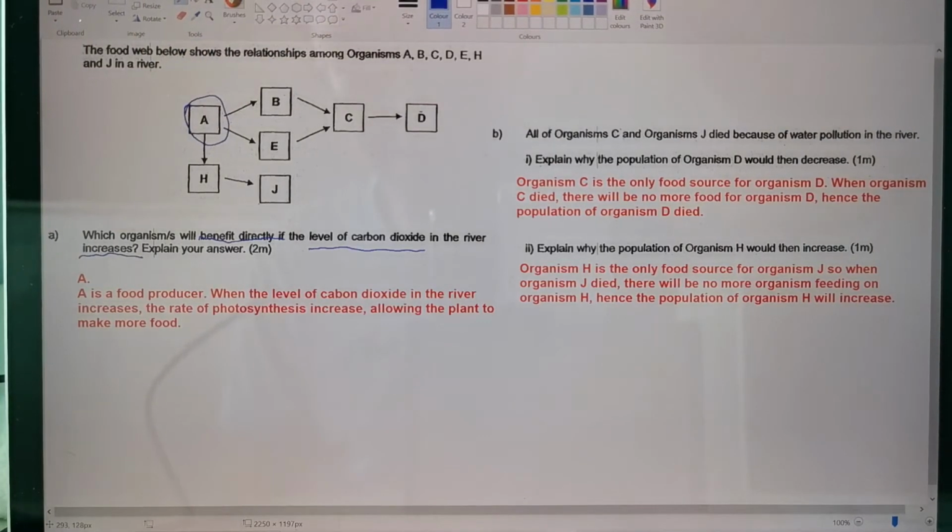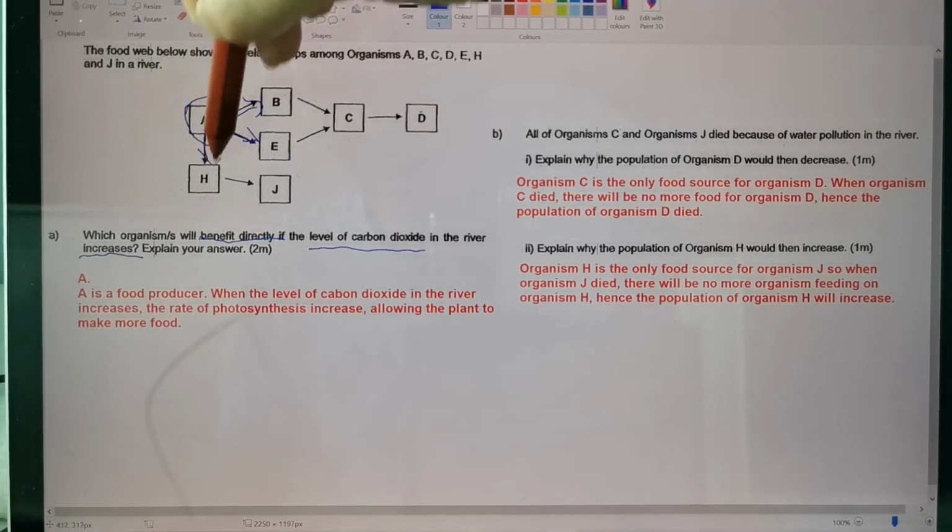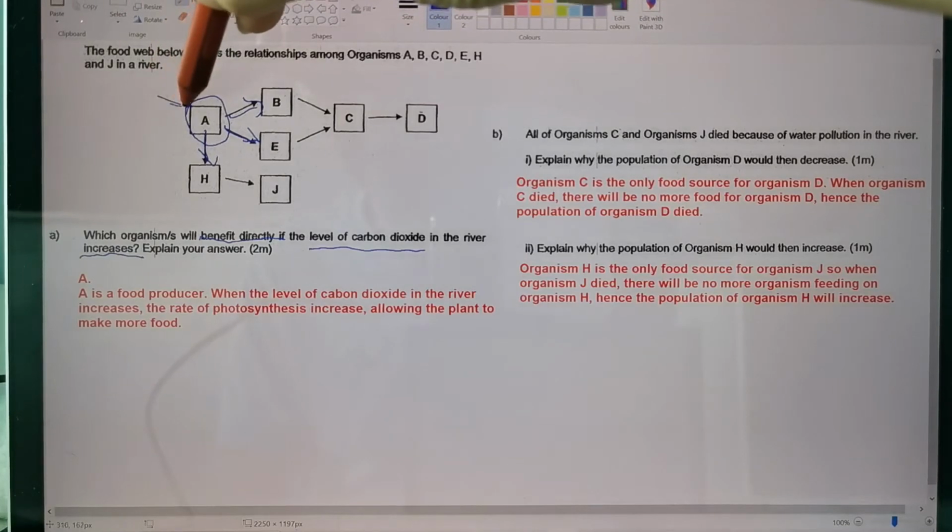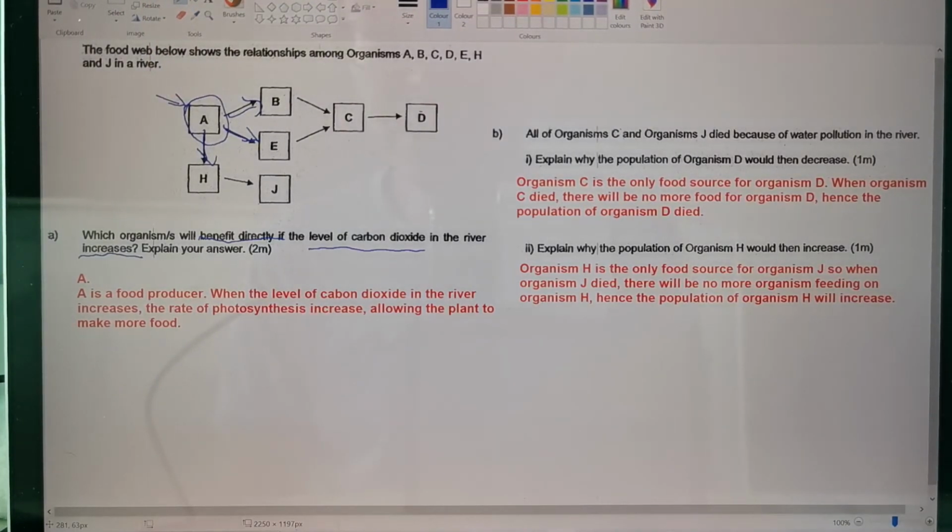A is the food producer. How do you know it's the food producer? I mentioned in the previous class that you must look at the arrow. The arrow is pointing out. When the arrow is pointing out, this has to be the food producer. Okay? So A is a food producer.